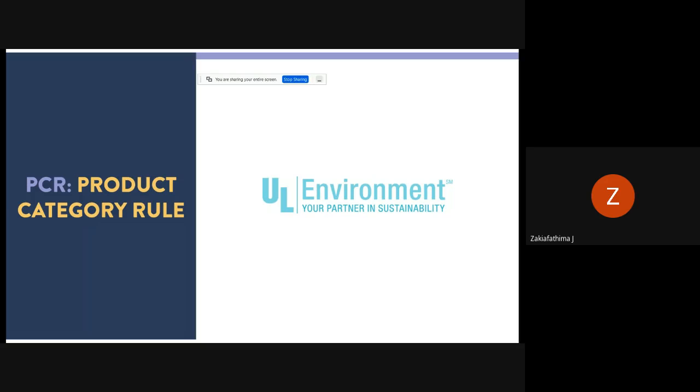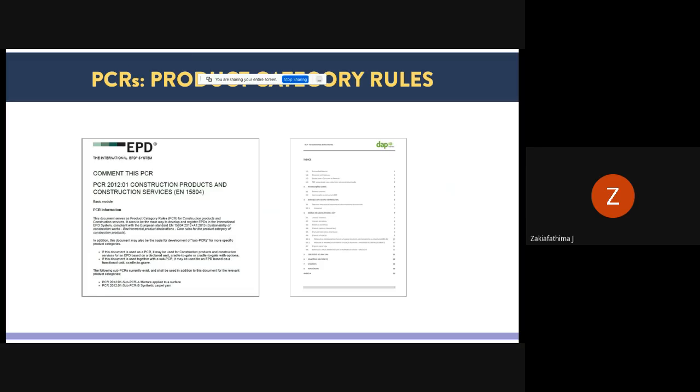But if your proposal is at the very starting stage, they will run you through how the whole sustainable process should happen. This is just one example of a company. There are many such companies that actually do that. So EPD, DAP, all these are companies that give you rules for how to go about doing your sustainable processing for your material.